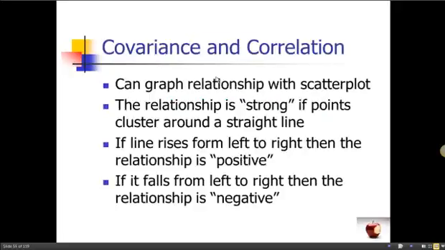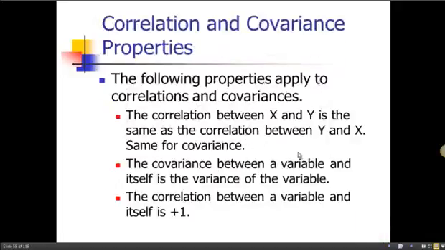So we can graph a relationship with a scatter plot, and we can understand what's happening based on what we're visually seeing. But the correlation coefficient can give us a much more objective measure. Here are some basic properties that apply to correlation coefficients and covariances. And this may make sense.